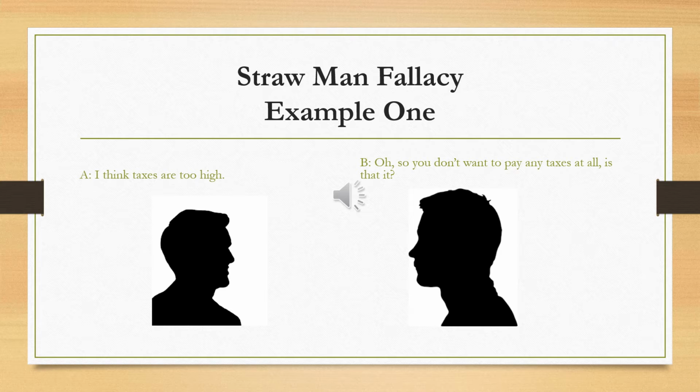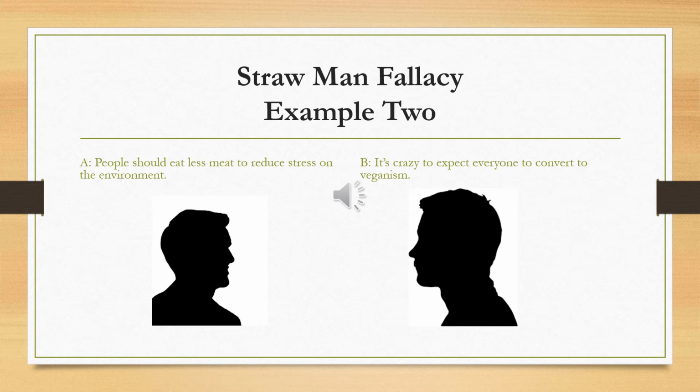Okay, so this is the general strategy you see in a straw man fallacy. Let's take a look at another example. So here again, it's person B who's going to commit the straw man fallacy. Person A says, people should eat less meat to reduce stress on the environment. Person B then responds, well, it's crazy to expect everyone to convert to veganism. Well, maybe yes, maybe no, but the point is that person B has taken A's relatively reasonable claim and exaggerated it to an extreme version and then proceeds to attack the extreme version. Again, this is not what A said, it's a distortion of what A said, and it falls over real easy.